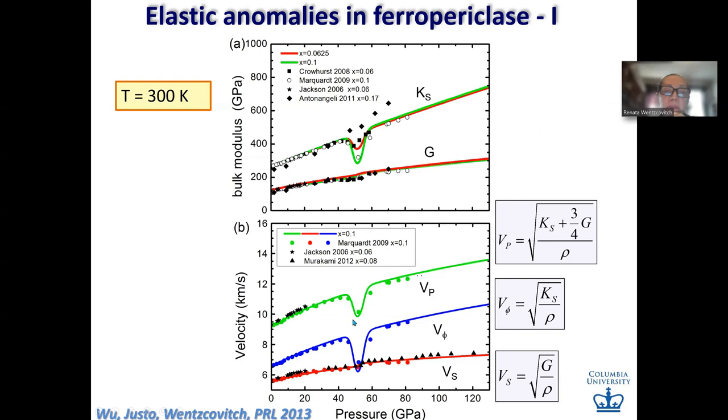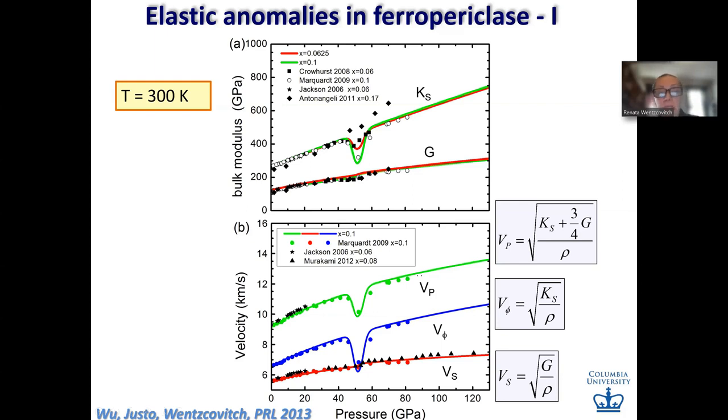And this is the compressional velocity and the shear velocity for several experiments with different compositions. And this is ours at 10%. The solid lines are our results at 10% iron. All we needed to do was shift the energy between high spin and low spin states by 0.4 electron volts per ion. That's because we were not using the self-consistent U at that time, okay? And that is all it took to have this level of agreement.